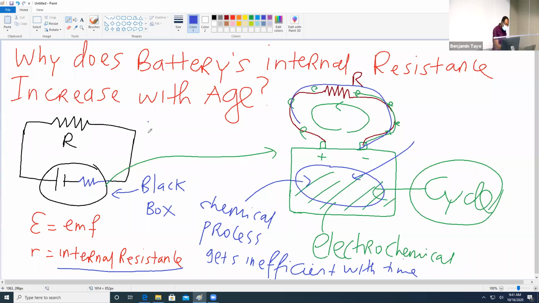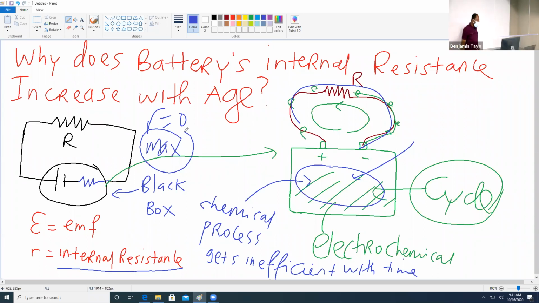So for example, if the internal resistance was 0, it means that you have a perfect battery, you get maximum current out of it. But as you use the battery over time, the chemical processes that are responsible for generating the energy get inefficient with time. And that is going to show up as some internal resistance. Okay, so it's not an actual resistor inside. No, it's just inefficiency. Right.